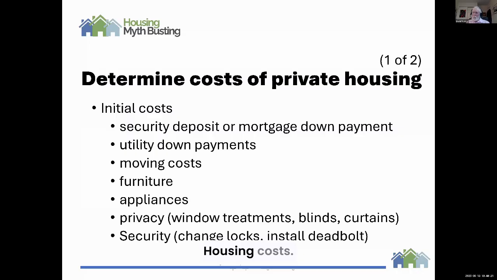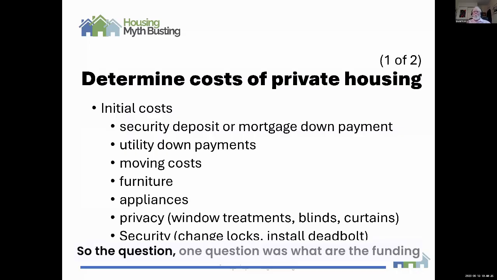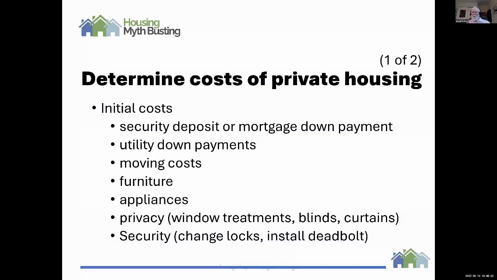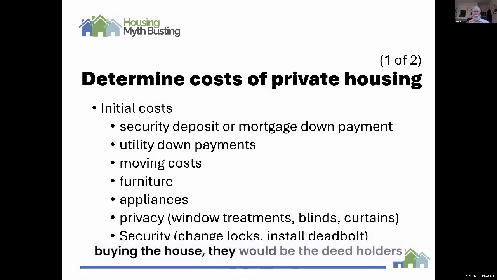Here we go. Housing costs. So the one question was, what are the funding options for buying a house for a child with a disability? Now, let me say on this one, it depends who's actually going to own the house. If we're talking about a parent or parents buying the house, they would be the deed holders, and then their adult child with disabilities would be living in the home, typically as a renter. There isn't any specific unique funding sources for that. They would have to get a mortgage or self-fund it if they have the finances otherwise.